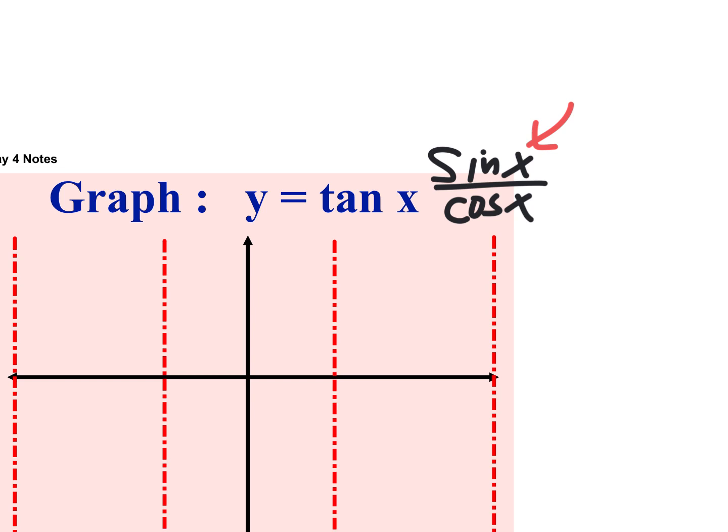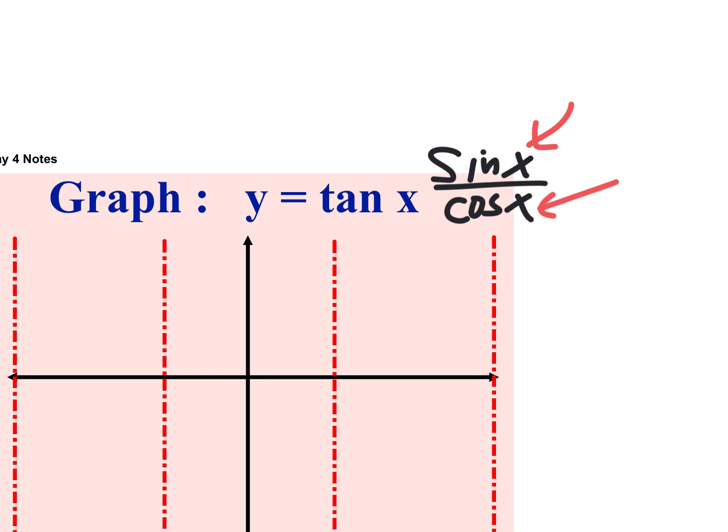False. False. The top can be 0. The bottom can never be 0. True or false? True. Do you get then that cosine being 0 sometimes, which it is, creates the asymptotes for tangent. The hardest thing to remember about tangent is where the asymptote is.